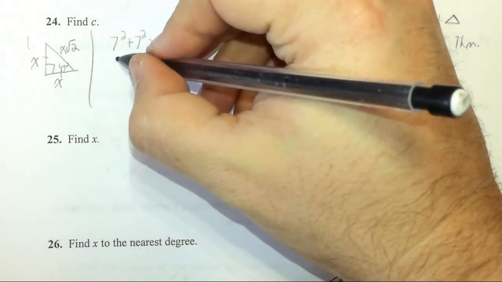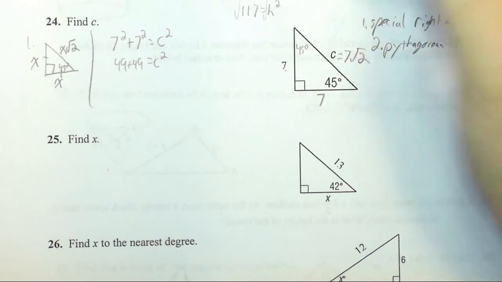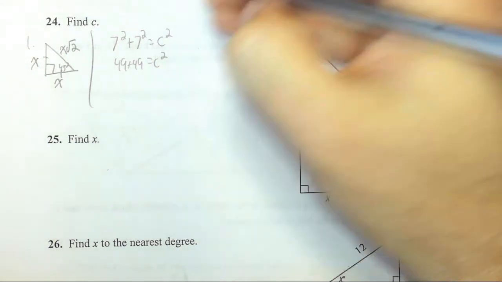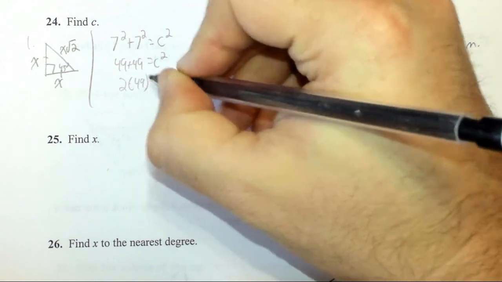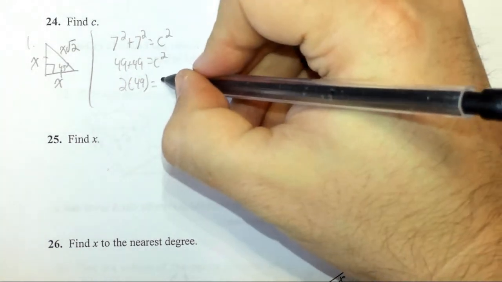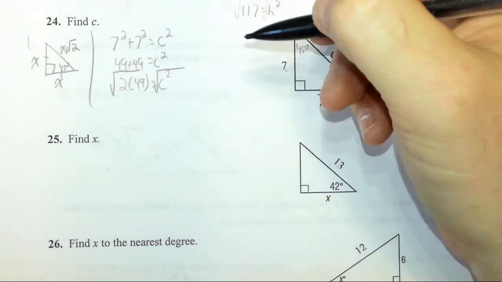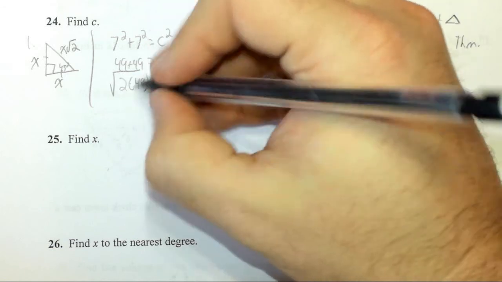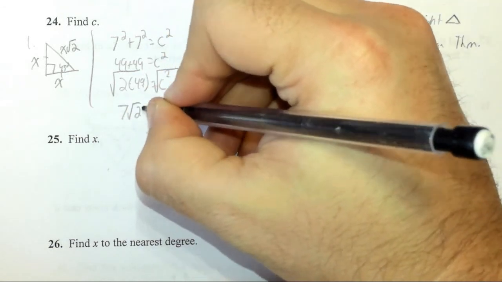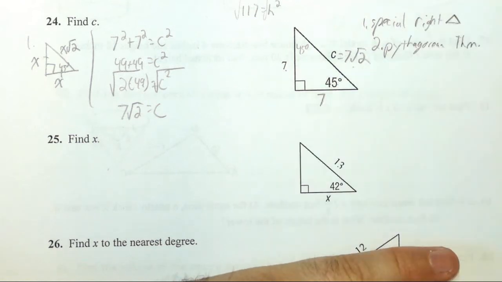So that gives me 49 plus 49 is equal to c squared. And then we're going to have 2 times 49. I'm just converting it to that to make my square root easier to take here in a second. And when I take my square root, the 49 is going to come out to the outside, making it 7 times the square root of 2 is equal to c. The exact same answer that I got using my special right triangle.